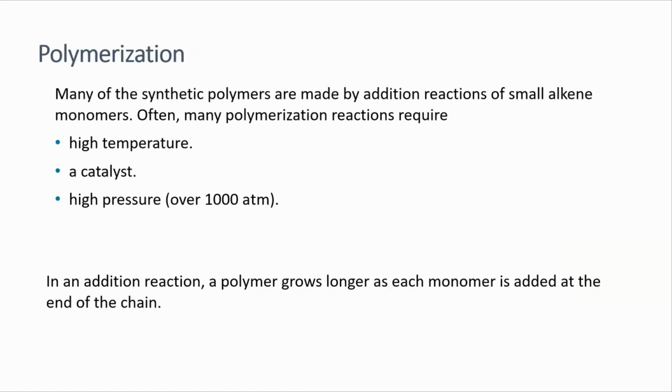These polymerization reactions require very harsh conditions like high temperatures, a catalyst, and high pressures, because it needs energy to break up the carbon-carbon double bond in alkenes and to connect the monomers to produce these long chain polymers. It is an addition reaction because the carbon-carbon double bond disappears and the polymer grows as a long chain containing these monomer units.